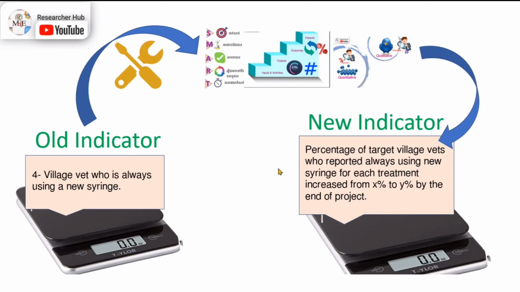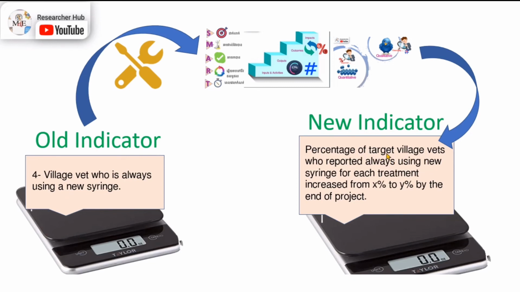Again, the word always, we already know that there's more qualitative information. They would like to see qualitative rather than just quantitative. Not just only measure the number, but also would like to see the quality of using as well. How often. So we make this a percentage of target village vets. So it's not just village vet here. We add more specific, like target.